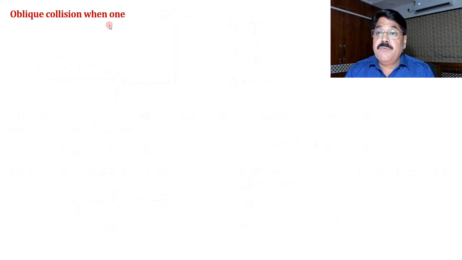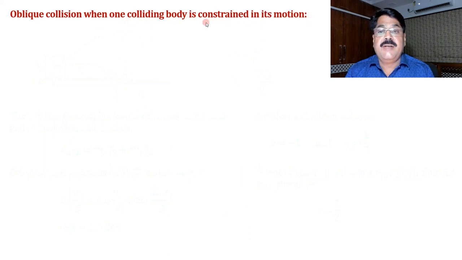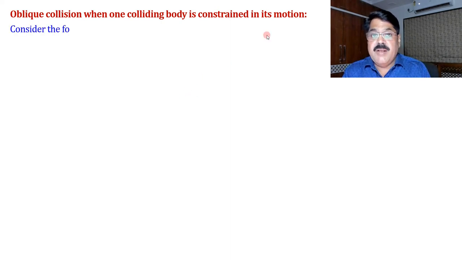Oblique collision, when one colliding body is constrained in its motion. That is again a very important and interesting variety of problem. Till now, in all the collisions we assumed the bodies are free to move, or you can say there are no impulsive external forces on the bodies. But here, there is such an impulsive external force on one of the bodies that this body is constrained to move in a particular way. This we can understand with the help of examples.